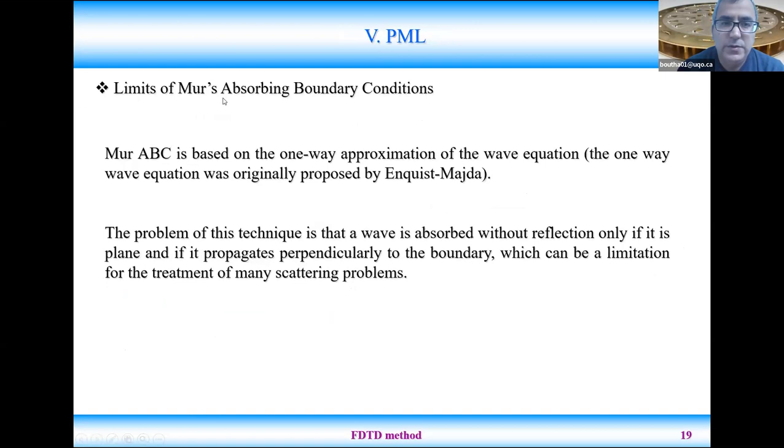So the Mur has an absorbing boundary condition that I presented last time. This ABC is based on the one-way wave approximation of the wave equation, and the one-way wave equation was originally proposed by Engquist and Majda. The problem of this technique is that the wave is absorbed without reflection only if it is plane and if it propagates perpendicularly to the boundary, which can be a limitation for the treatment of many scattering problems.